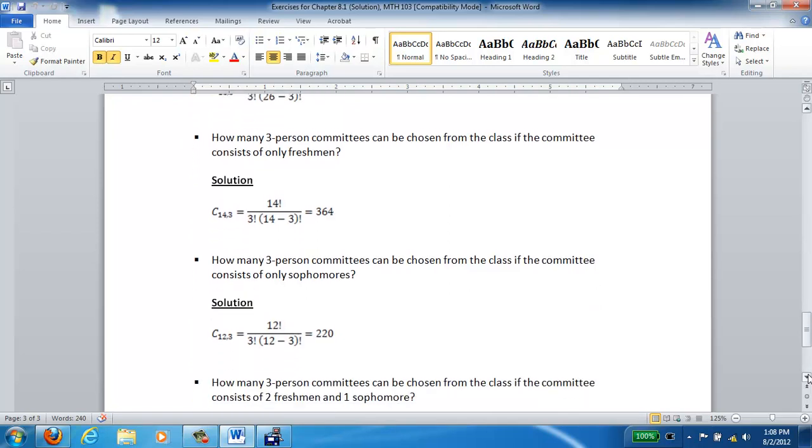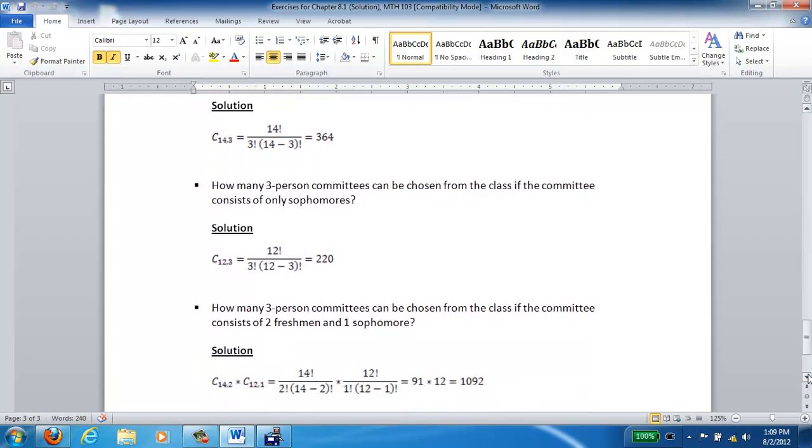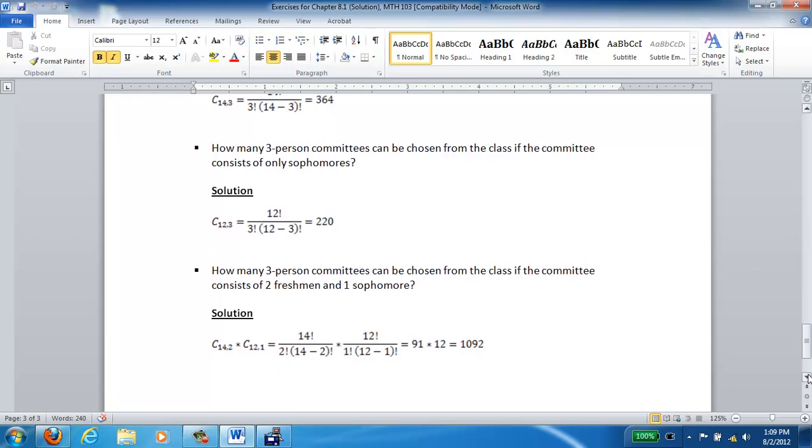And then how many 3-person committees can be chosen from the class if the committee consists of 2 freshmen and 1 sophomore? So we have combination of 14 and 2 because we have 14 freshmen and 2 of them are going to be in the committee, and then 12 and 1, 12 sophomores, and we want 1 sophomore in the committee. So it will be 91 times 12, which is 1092.